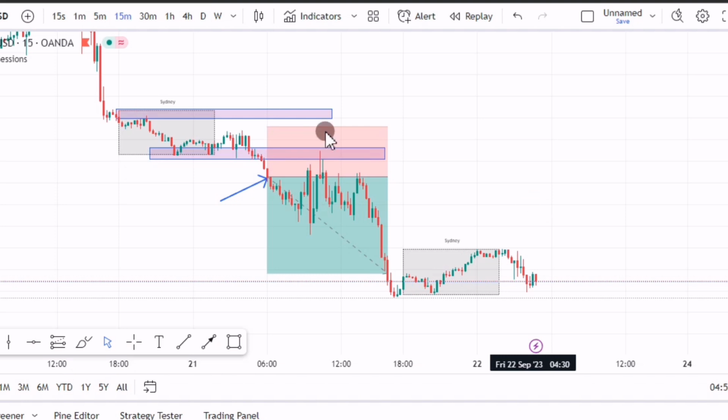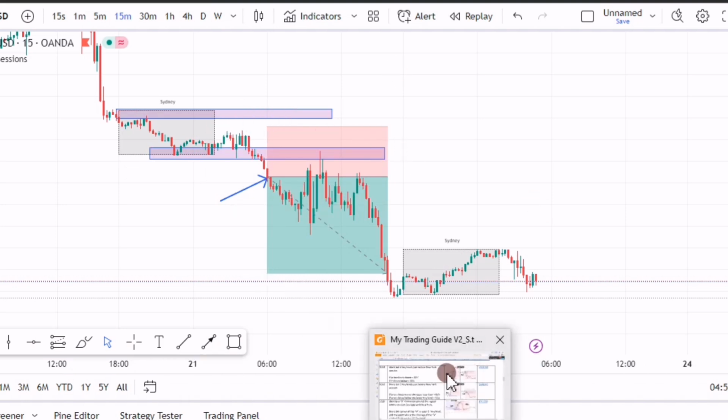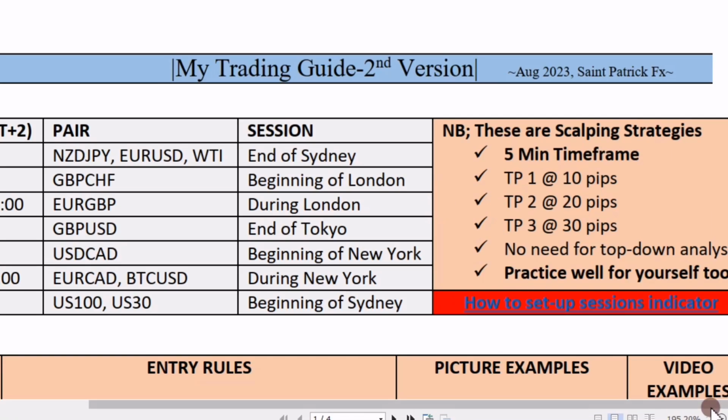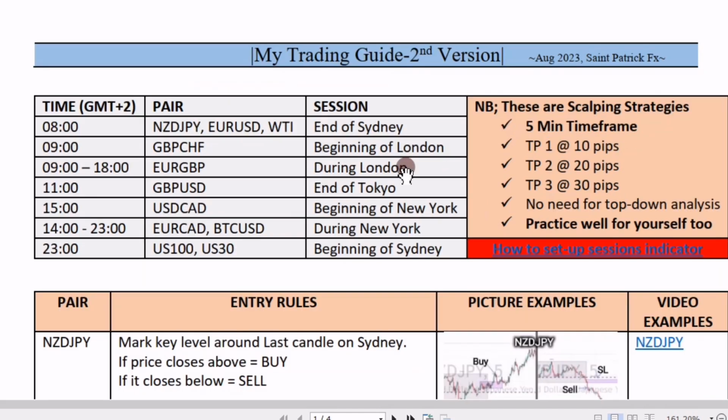this strategy. For those who don't have this one, it's in my trading guide. This trading guide has the strategies for the different currency pairs. You see US 100, US 30.